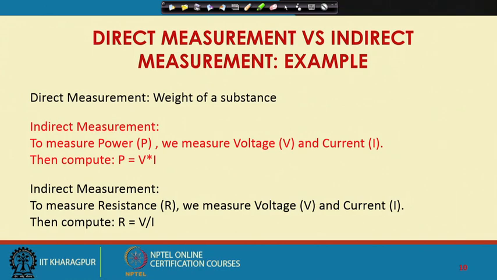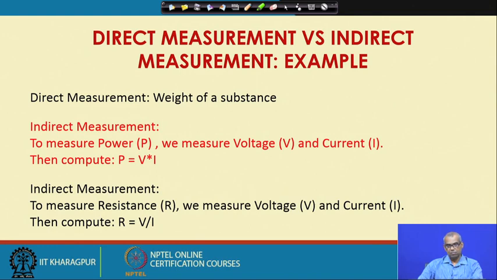Another example of direct measurement, the weight of a substance can always be measured directly. Let us say you are measuring the bacteria count directly under a microscope. So, you are simply counting the number of bacteria in a colony under a microscope. So, that is an example of direct measurement. Indirect measurement, to measure power, we measure voltage and current and then compute power as the product of voltage and current. Similarly, to measure resistance, we measure voltage and current and then compute resistance as voltage divided by current. So, the measurement of power and measurement of resistance is indirect measurement.